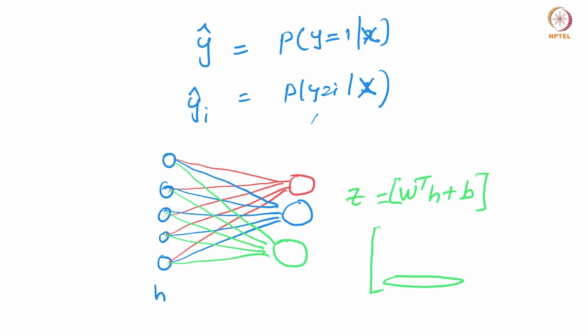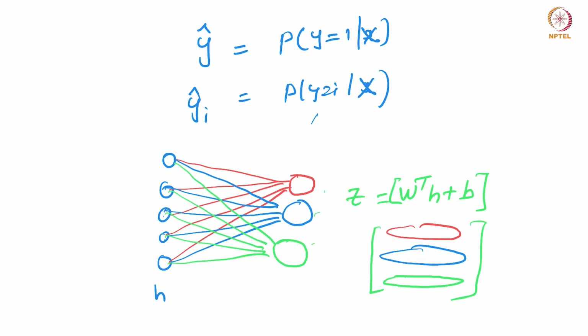The middle one, 3 rows, right? And of course, I haven't specified the length of the H vector, so it's 5. So each of them will have 5 components, right? So this will give you 3 outputs. This is Z and it's unnormalized.